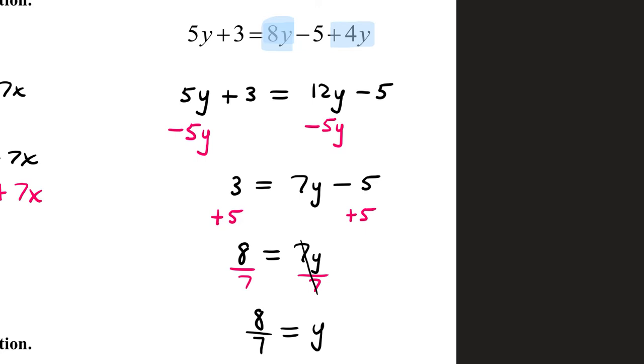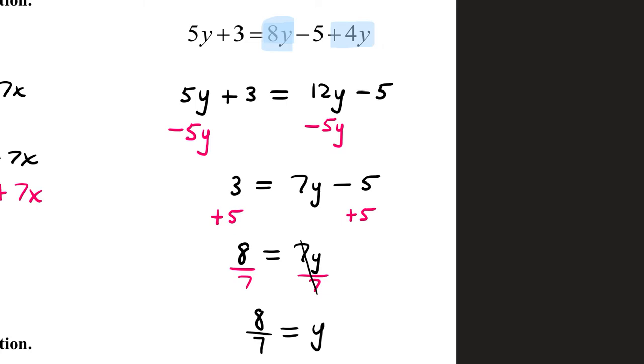Our next equation, 5y plus 3 equals 8y minus 5 plus 4y. Again, think of the equation as the balance in a scale. These two terms are on the same side of the scale. So if I combine these into a 12y, I haven't tipped it at all. It's still a balanced scale. It's also one less term to have to worry about.